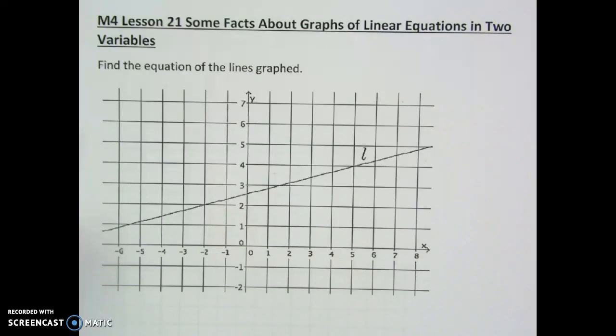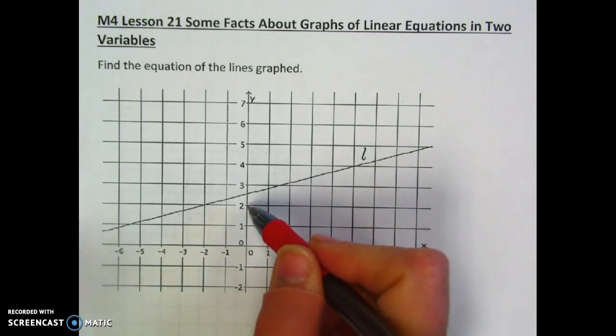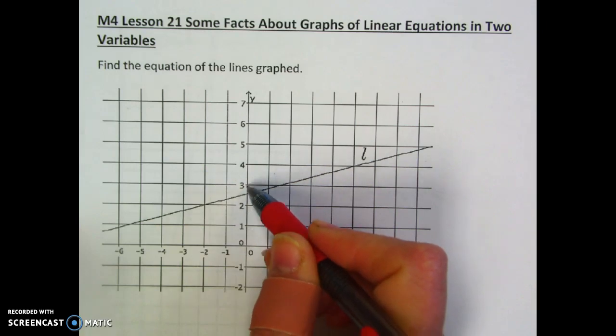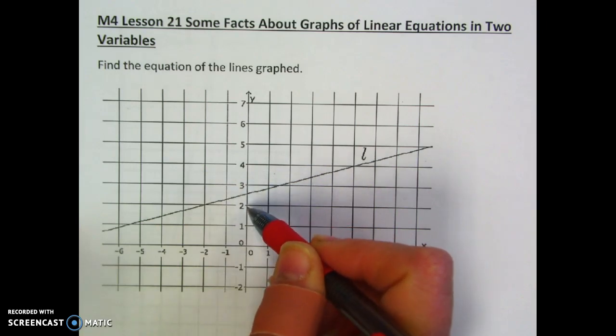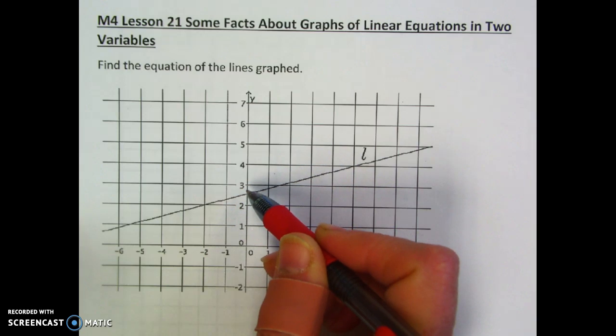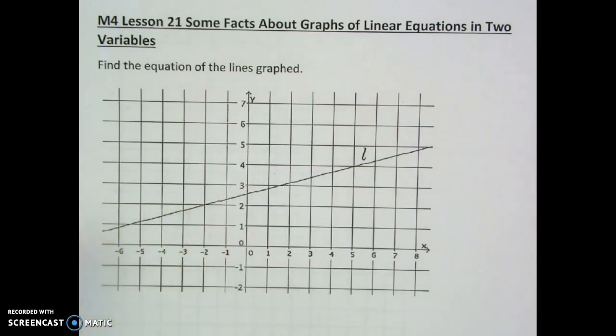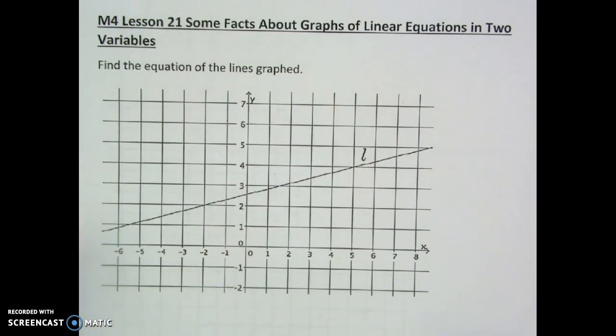Module 4, Lesson 21, Some Facts About Graphs of Linear Equations in Two Variables. This picture should look similar to what we've been doing. However, if we were to pick the slope off of this, we shouldn't have any problem. But if we go to pick the y-intercept off of this, we have a problem because the y-intercept is crossing between 2 and 3. So we don't know if this is going to be 2.4, 2.5, 2.6, or something else. So we have to have a different method to come up with the equation for this line.